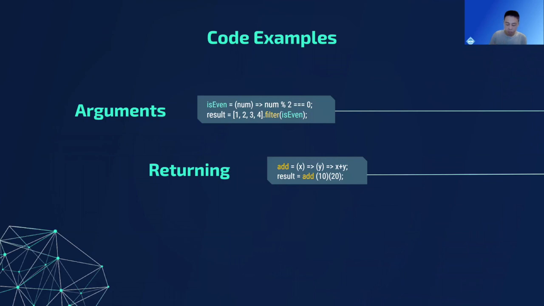For example, when we put in a function as the argument of another function, we have the is_even function, and that is put as the argument of filter, and that is of the result function. And over here, we're returning the add function with the function of result.